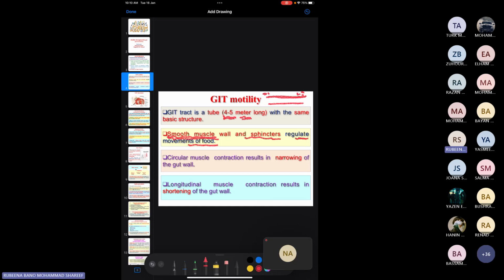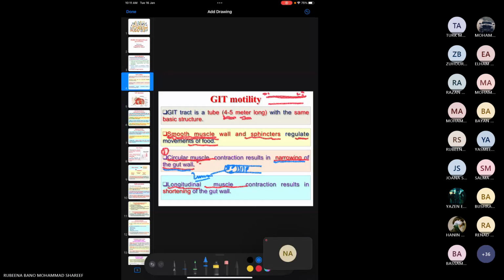Now, this smooth muscle is of two types. Number one is circular smooth muscle, and the other one is the longitudinal smooth muscle. When the circular smooth muscle contracts, it will cause narrowing of the gut wall. Suppose this is the gut, and these are the circular muscles, and this is the lumen of the gut, the inner hollow portion of the tube. When this contracts, the lumen size will decrease. So that's what they have written, narrowing of the gut wall.